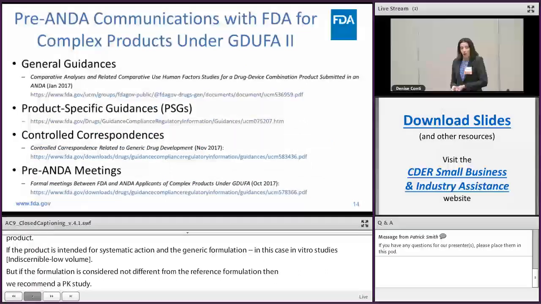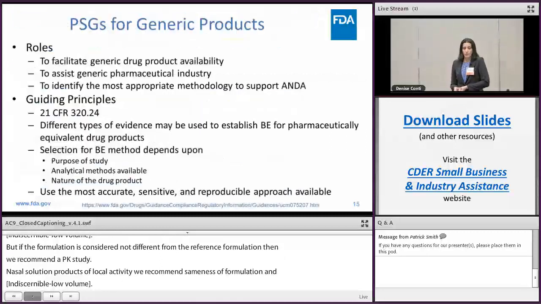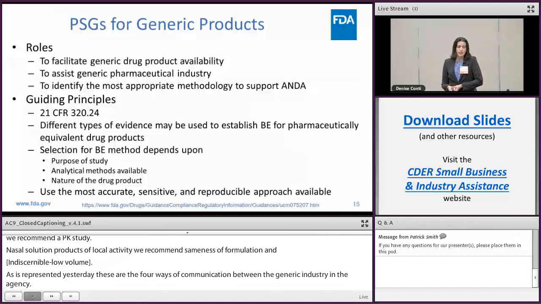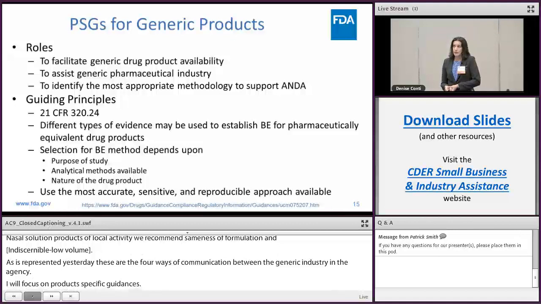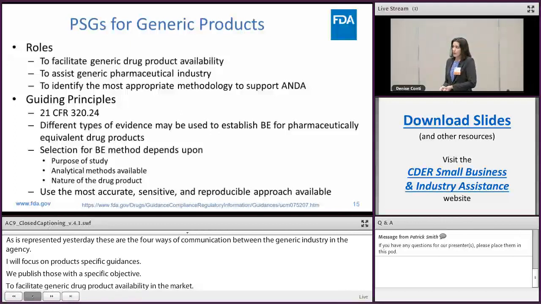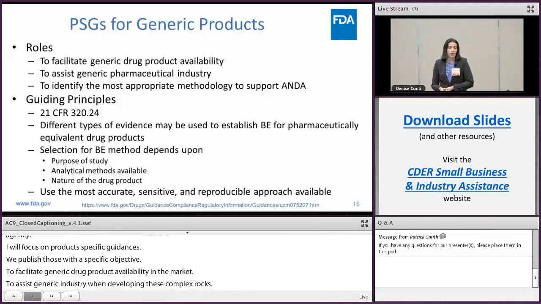As Chris Andre presented to you yesterday, these are the 4 ways of communication between generic industry and the agency. I will focus now on product-specific guidances. So we publish product-specific guidances with specific objectives: to facilitate generic drug product availability in the market, to assist generic industry when developing these complex products, and to identify the current thinking methodology we believe is most appropriate to support generic applications.